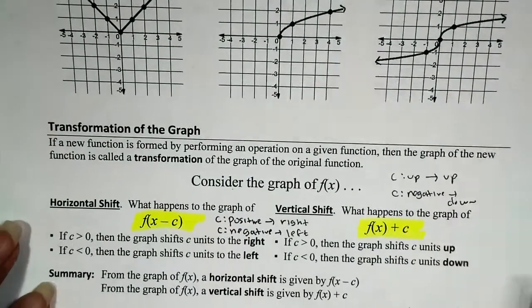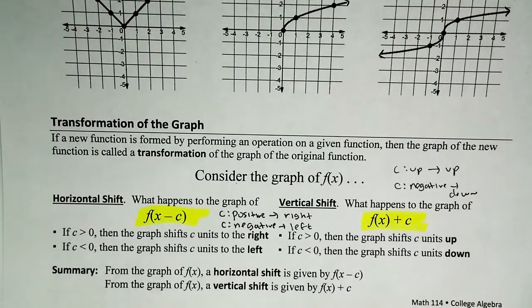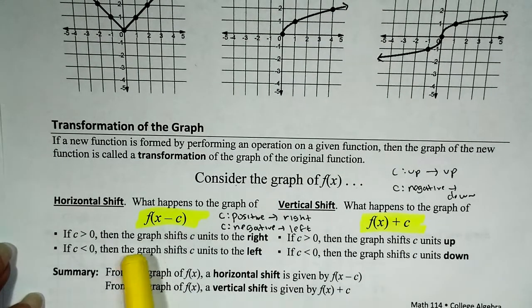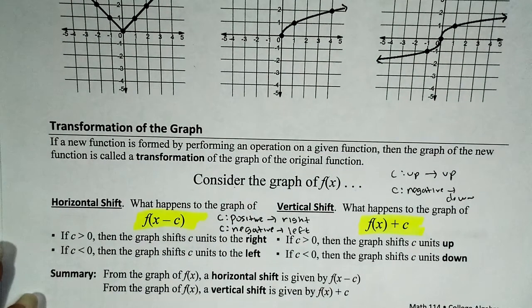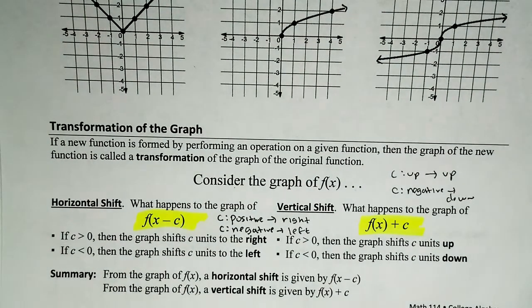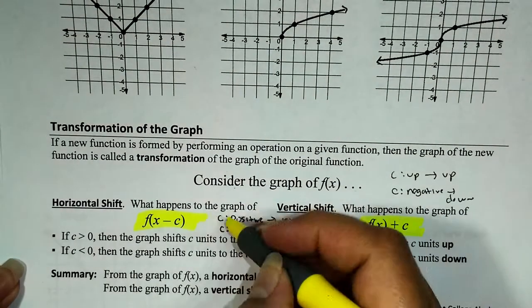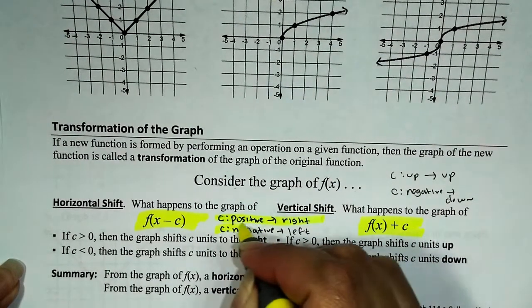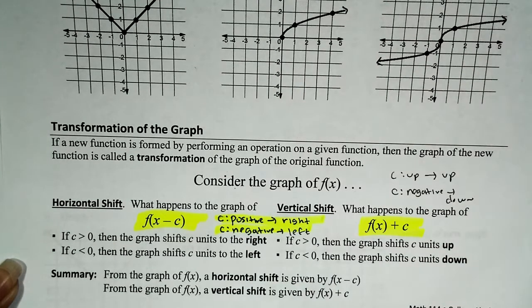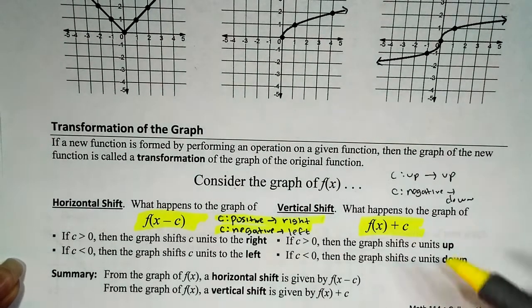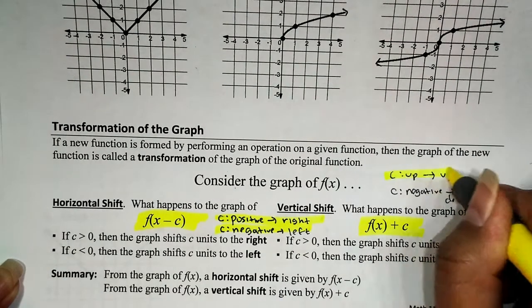So gentle reminder, our horizontal shift is given by the form f of x minus c, where if c is positive, then we're going to move so many units to the right, and if c is negative, then we're going to shift so many units to the left. Vertical shifts, on the other hand, are given by the form f of x plus c. So if c is positive, then we're going to move so many units up.